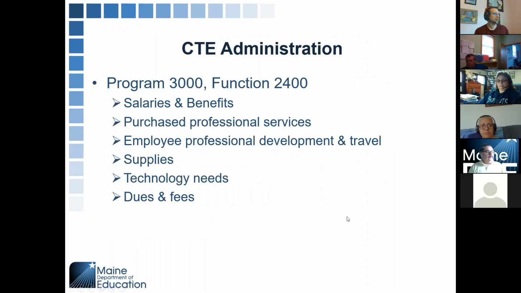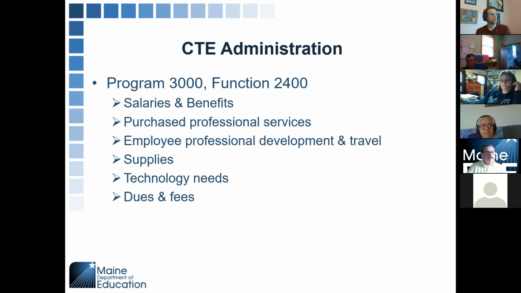So next, we will talk about CTE Administration. Again, you're going to have a CTE director, whether you're a center or a region, and so you'll have a salary and benefits for that category. You'll definitely have a director. You may have an assistant director that's helping out the director, and then you'll have purchase professional services. You'll have supplies, technology needs, and dues. So again, it's fairly similar.